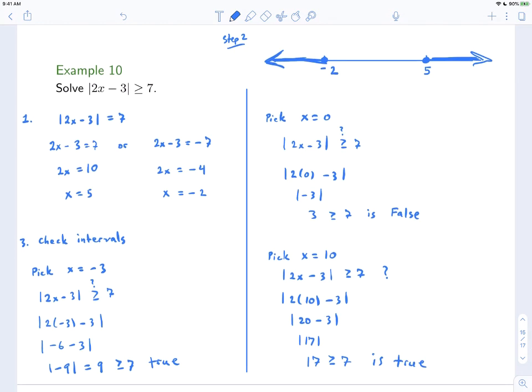Now, if we want to write our answer in interval notation, it would be -infinity to -2, including -2, union 5 to infinity, including 5. Remember, you don't include infinity or -infinity because those aren't real numbers. But you do include these two endpoints. You include these two endpoints because you have equality at the endpoints, and we're looking at greater than or equal to. So that's our answer.